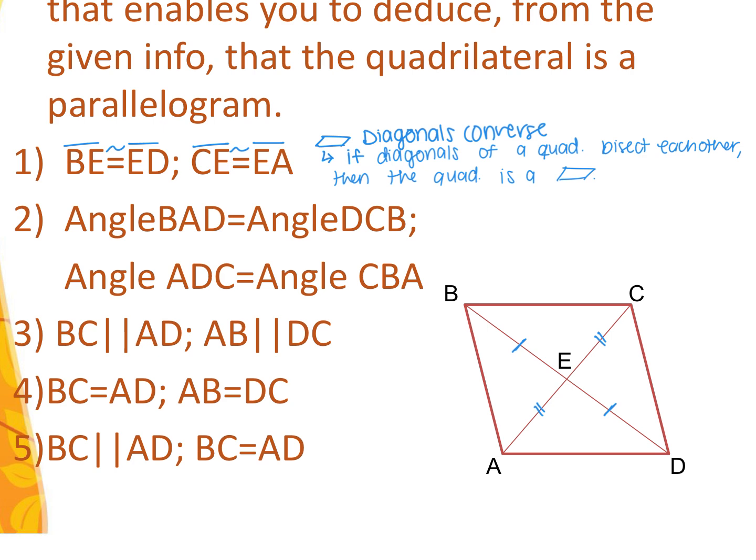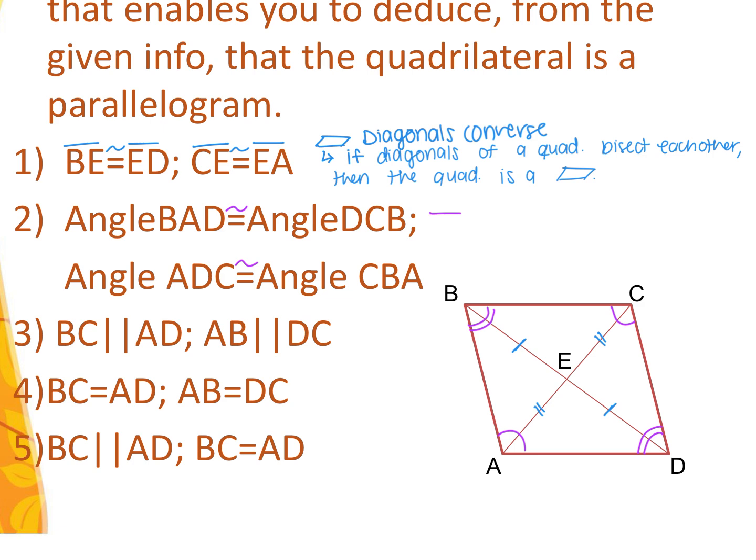Looking at the next one, it says angle BAD, which is right here, is congruent to angle DCB, and angle ADC, which is right here, is congruent to angle CBA. So which one am I using for that? Okay, I'm looking at my angles. Good, I'm dealing with opposite angles.